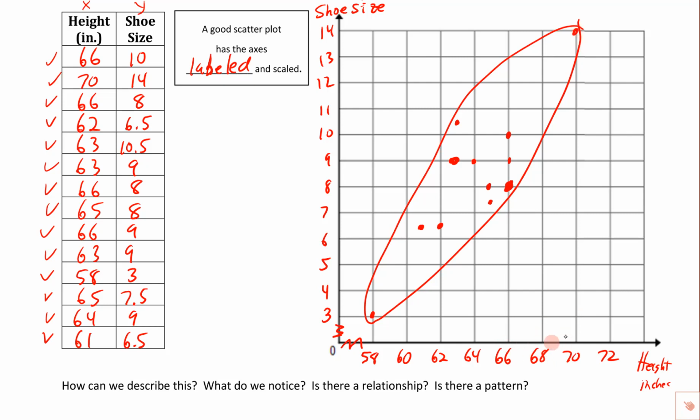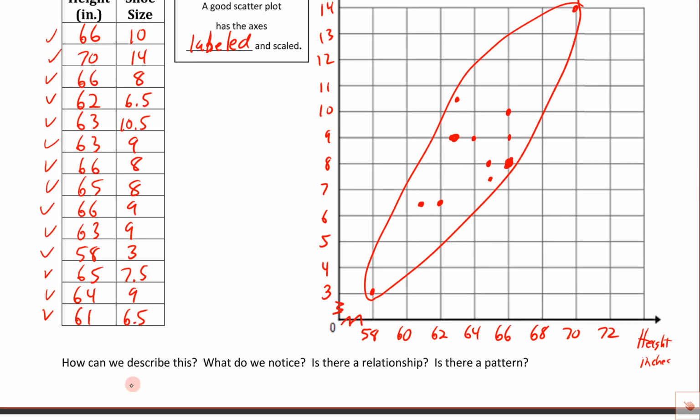We don't have anybody who's relatively tall, 66 inches is 5 feet 6 inches, who has a really tiny shoe size. We do have somebody who's relatively short. They've got a shoe size of 3, and we've got somebody who's pretty darn tall. This is 5 foot 10 inches tall, and they've got a shoe size of 14. So we don't see any weird combinations here. So if we want to describe it this way, the taller you are, the bigger your shoe size. So let's go ahead and write that down.